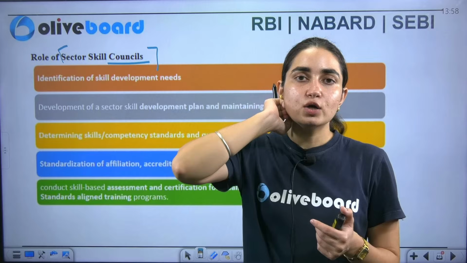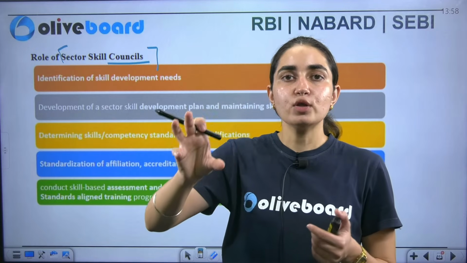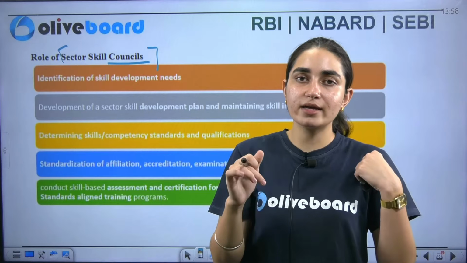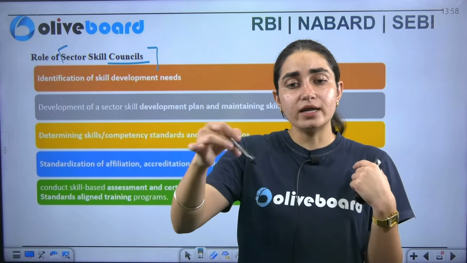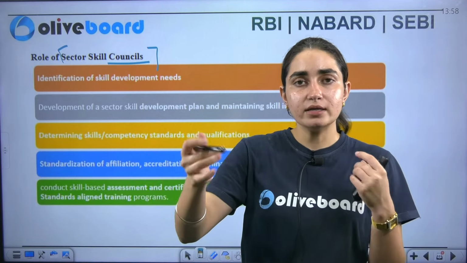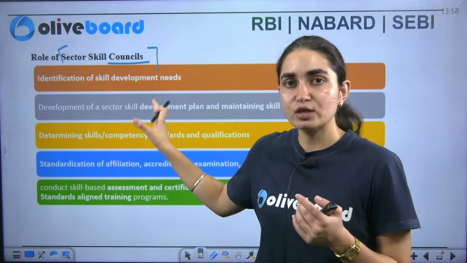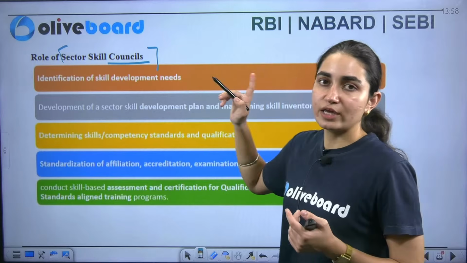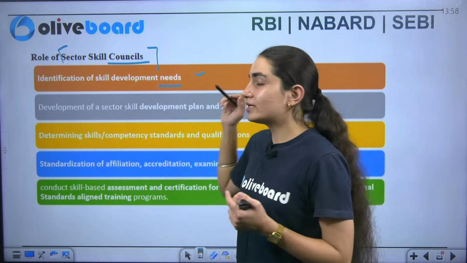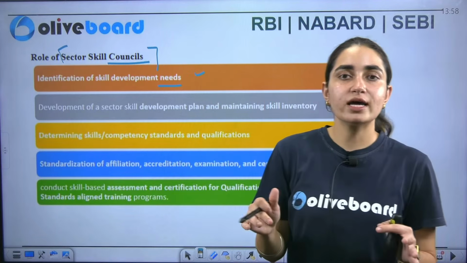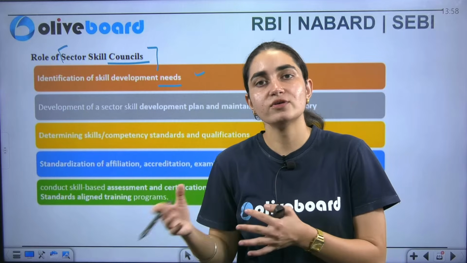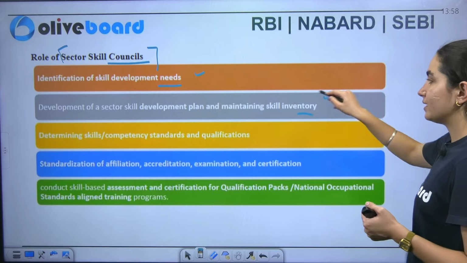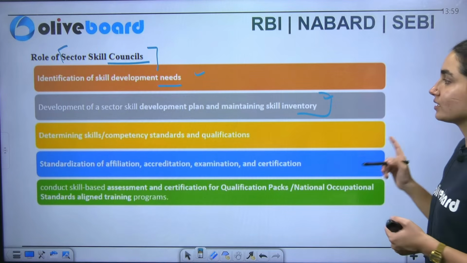So for that, what skills are needed in the industry, and then it checks whether the training we are providing matches what the outside market is demanding. If there is a gap between them, this body is very much capable of bridging it out. Now, what is the role of it? First of all, identification of the skill development needs. What is industry exactly demanding? Whatever industry is demanding, we will provide benefits in that way only. Along with that, development of a sector skill development plan and maintaining a skill inventory is the plan of it.